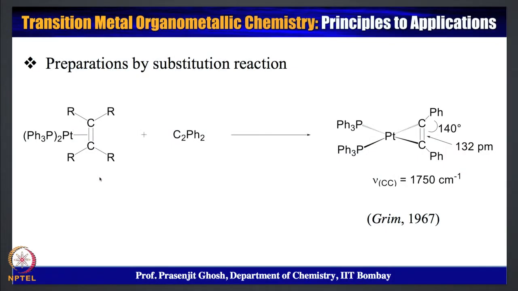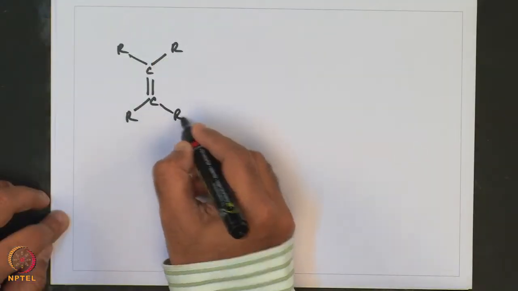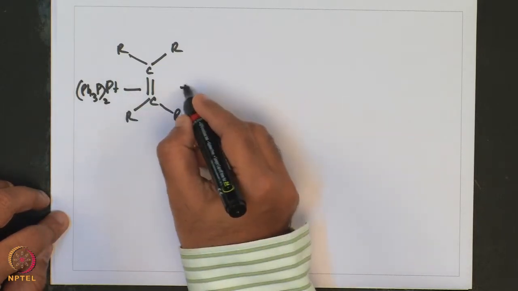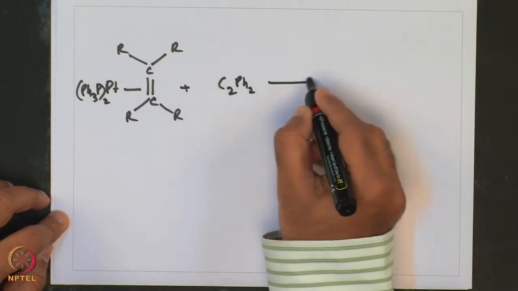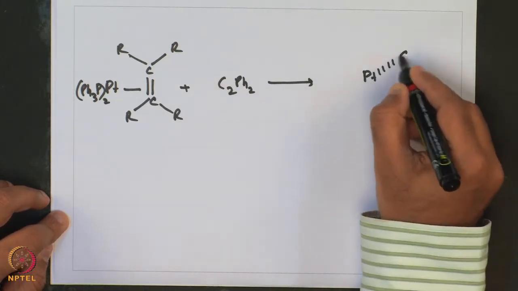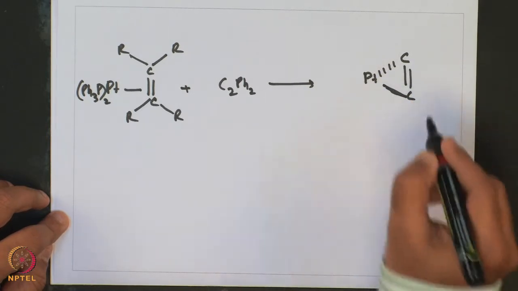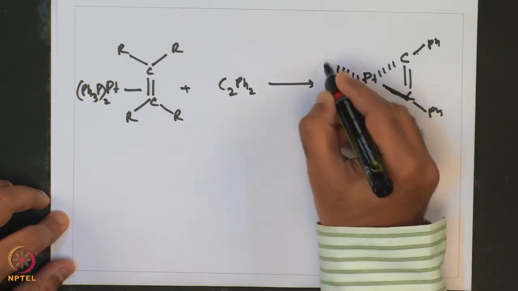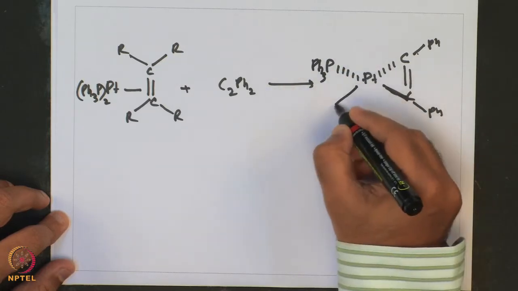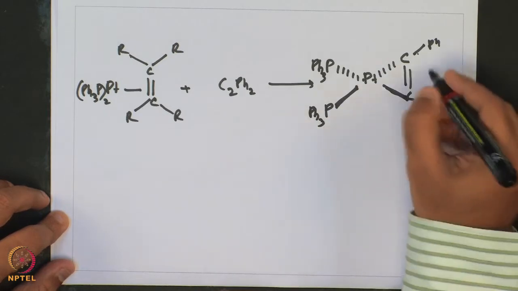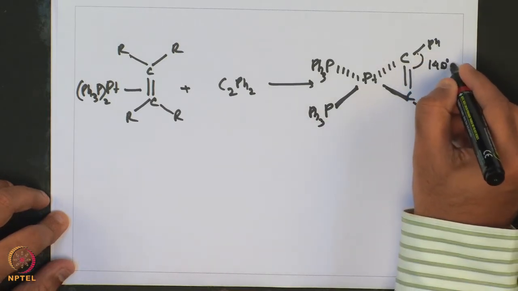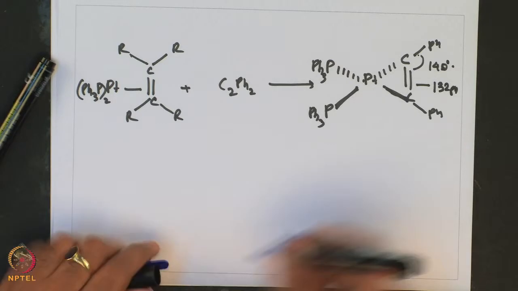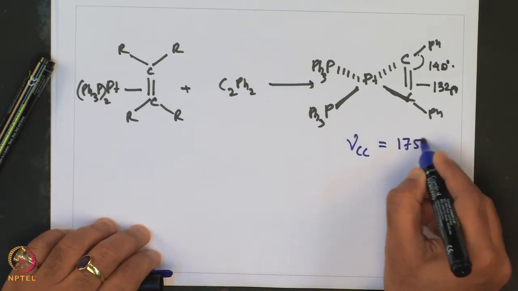Now, there is another preparation by substitution reaction, with triphenyl phosphine, giving this alkyne complex with this phenyl and 2 of these triphenyl phosphine. The angle is 140 degrees, which is also different from linearity, and the distance is 132 picometer. This has also been characterized by IR, where it is 1750 centimeter inverse.